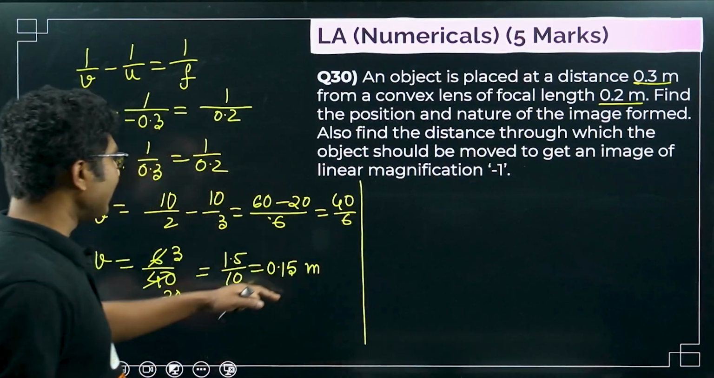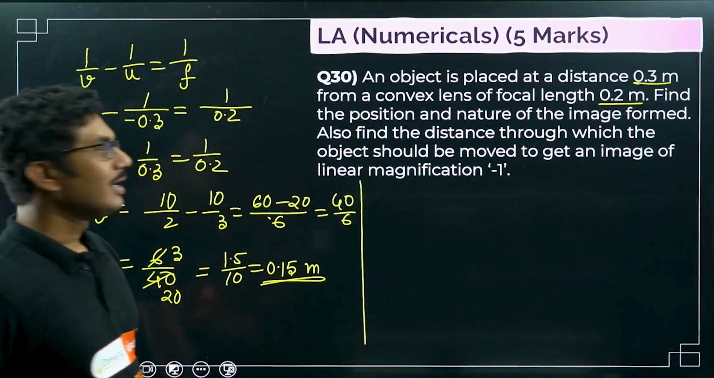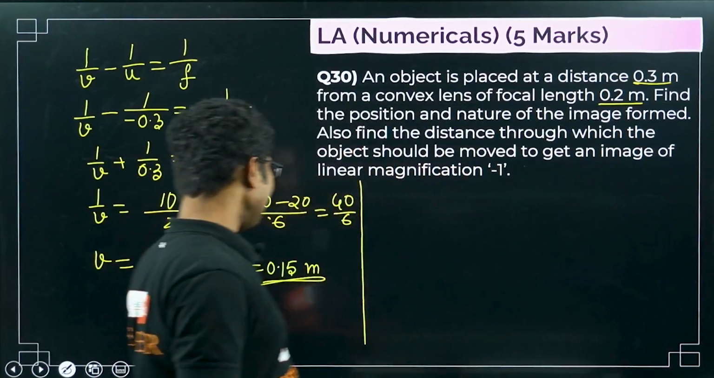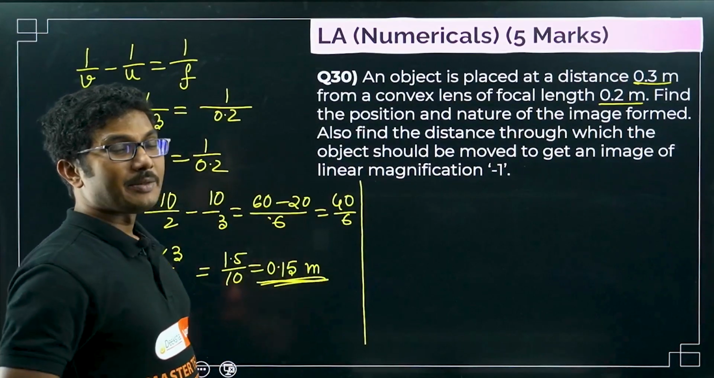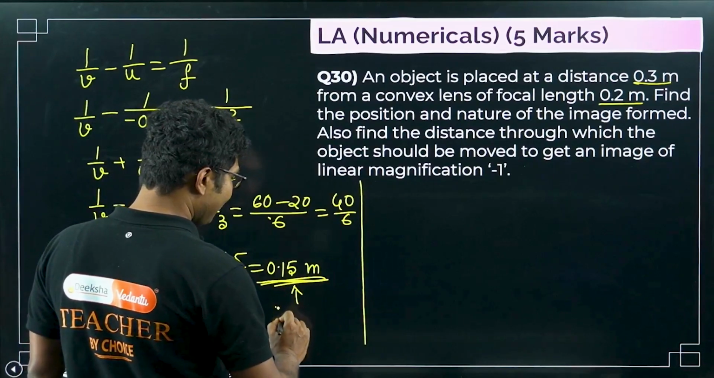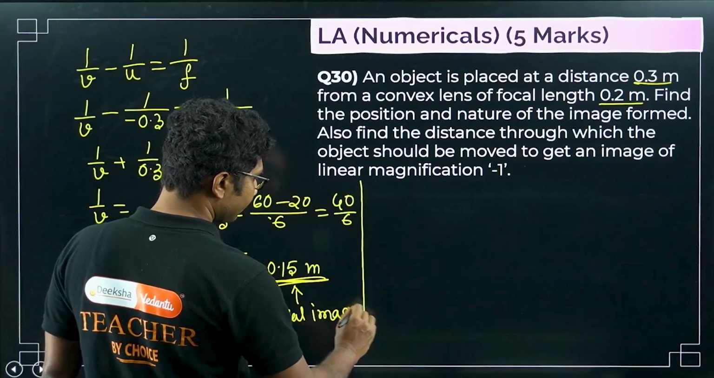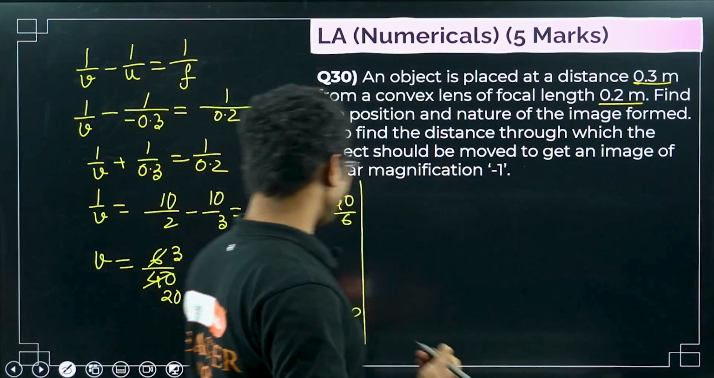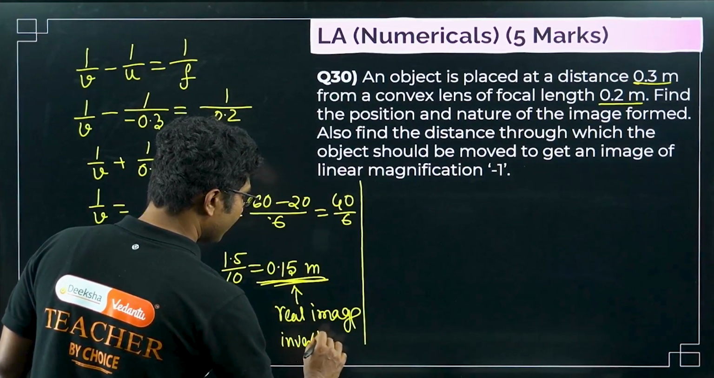Now, as you see, the image will be forming at a distance of 0.15 meters. Okay, so the position and the nature: as you can see, the image distance is positive. Image distance is positive for a lens, that means it is a real image. So nature is real and inverted, obviously inverted. Real means obviously it will be inverted.